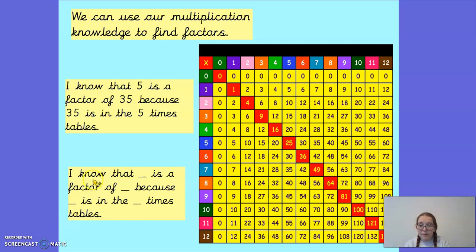I can do another one. I could say, I know that 7 is a factor of 28 because 28 is in the 7 times tables. Have a go yourself. You can pause me for a minute, have a go at finding different factors. Which ones can you find using your multiplication knowledge or the multiplication grid to help you out?